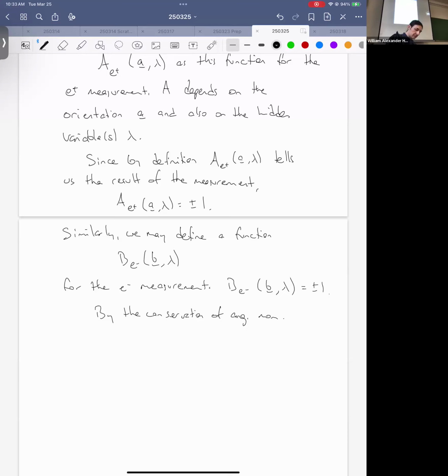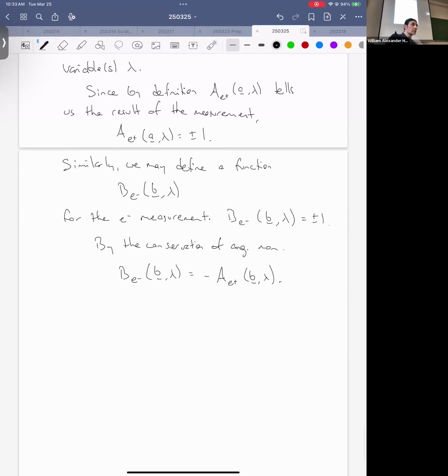So if I were to ask the question, B e minus is a function of B and lambda, how is that related to the A e plus if I evaluate that at B and lambda? It's minus, exactly. I'm sorry, there was some sum to zero, sorry. Yeah, perfect. Very good. Questions so far, all good?